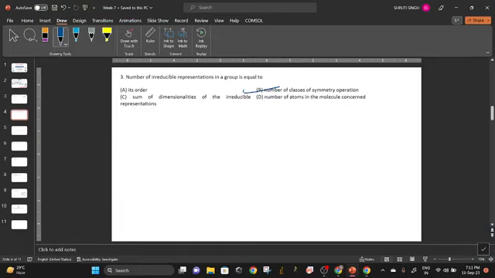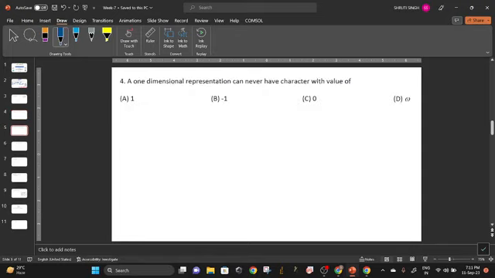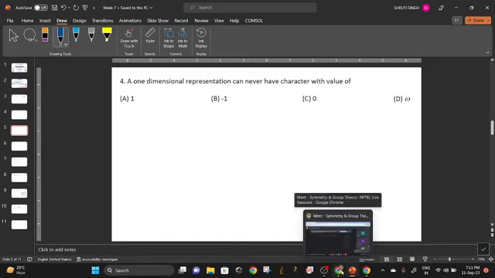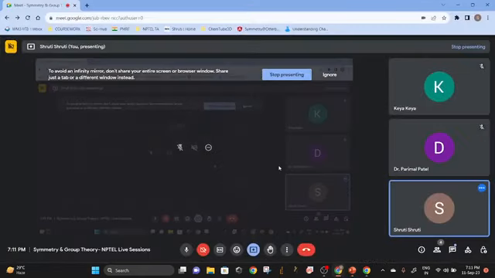Okay, so this is from GOT itself. Okay, this one: a one-dimensional representation can never have a character with value. Did you guys answer this one? What character values are not allowed for a one-dimensional representation?